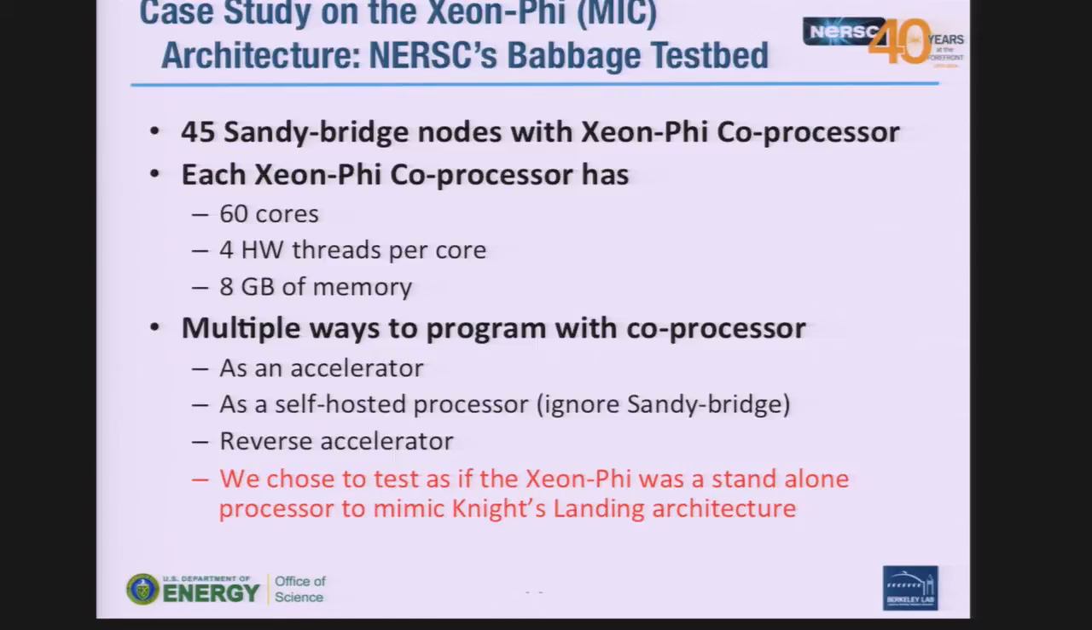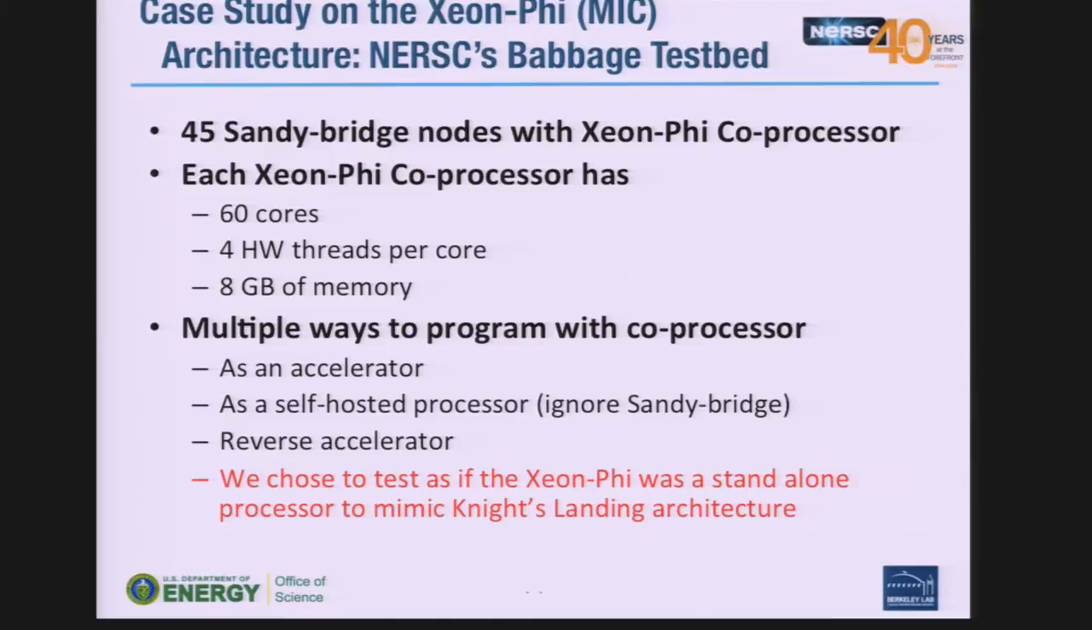In order to mimic the Knights Landing architecture, we have a Knights Corner testbed. Has anyone run on Babbage or a Knights Corner testbed? No? Okay. The Knights Corner testbed basically has these Xeon-Phi coprocessors. But you can ignore the coprocessor, and ignore the host, and run in a single node mode as if it was a Knights Landing. Now, it's a different processor. There are a number of different changes. But at least the programming model you can run in that fashion. So Chris was doing a single node case on this Knights Corner architecture.